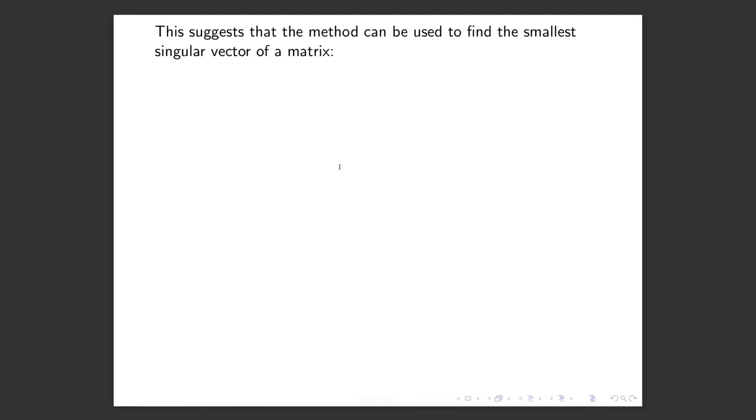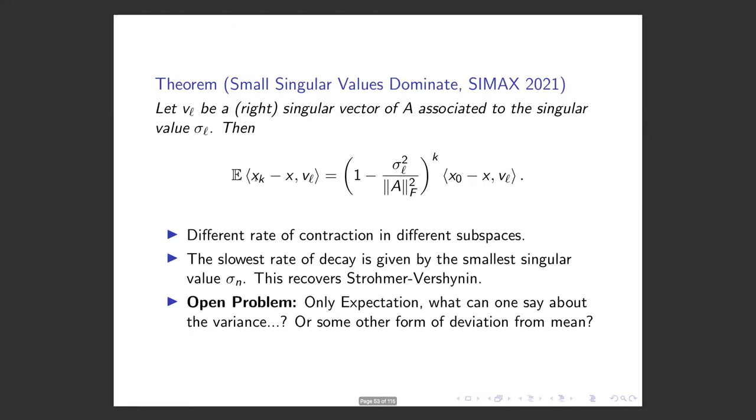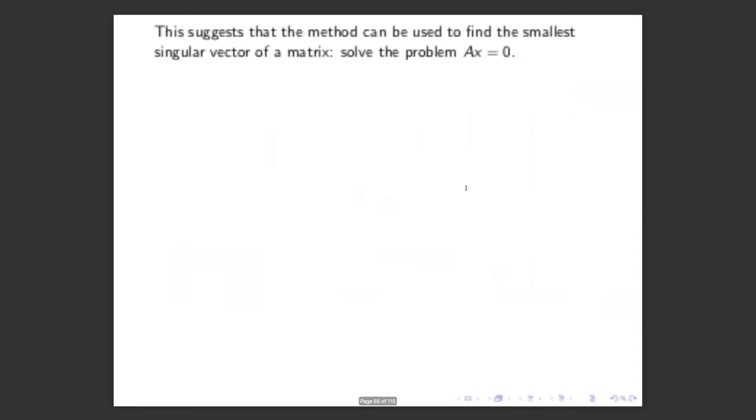In particular, here's a fun fact. It follows from this method that you can use it to find the smallest singular vector of a matrix. You do it as follows. You just solve the problem A of x is zero. Well, if A of x is zero, then you know what the solution is. The solution is zero. And what you do is you start with a non-zero iterate. Then xk minus x is always xk, right? And then it converges very quickly to a combination of small singular vectors.